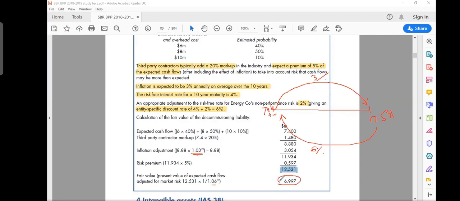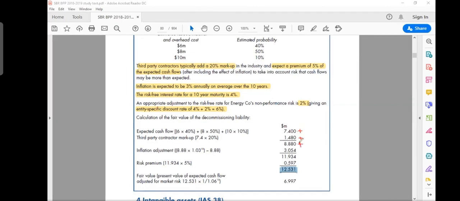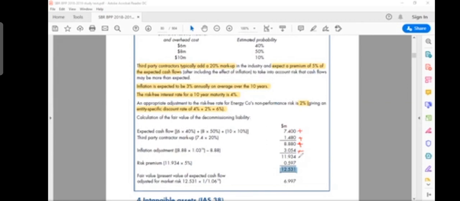So that's a pretty interesting question. You have to see which numbers you are using and where. I will repeat it again. This is 7.4 million expected value, very simple concept. You add up your 20% markup, it becomes 8.8. So this is the cost. This is what these contractors usually charge. So this is in terms of today, it is expected that they will charge today. And then we make inflation adjustment here, because there is some 3% inflation for 10 years, it becomes 11.934.